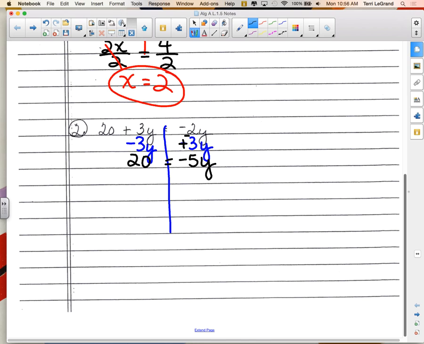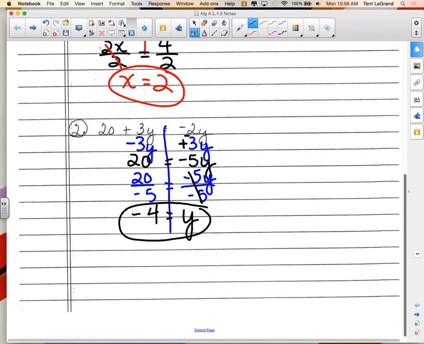So what's our next move? Divide both sides by negative 5. Good job saying it. So 20 divided by negative 5 and negative 5y divided by negative 5. And we get a negative 4. That's right, because a negative or positive divided by a negative is a negative, and there are 4 5's in 20. And we have just y by itself now. y equals negative 4.